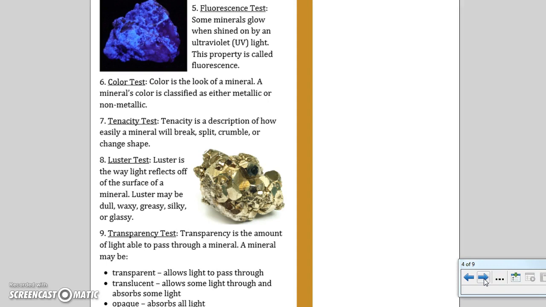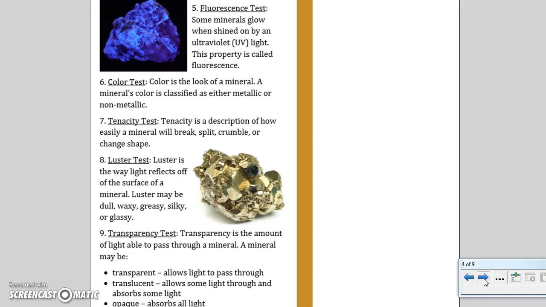6. Color test. Color is the look of a mineral. A mineral's color is classified as either metallic or non-metallic. 7. Tenacity test. Tenacity is a description of how easily a mineral will break, split, crumble, or change shape.